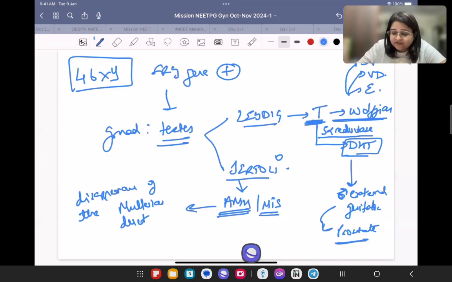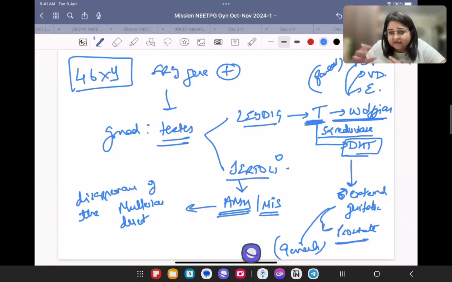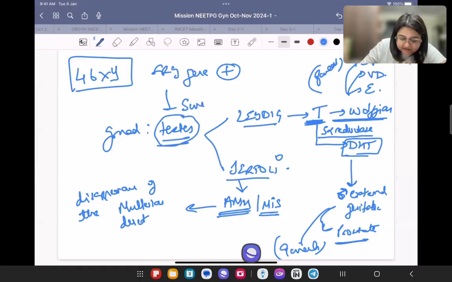So this Wolffian duct differentiation starts taking place at 8 weeks, and the male genitalia differentiation starts at 9 weeks. And this determinant of the gonad ki kya banega, this starts taking place at 5 weeks. MIS is Mullerian inhibiting substance. It's the other name for anti-Mullerian hormone. Okay, so this is what's happening in the male embryo. Okay, so now what's happening now?